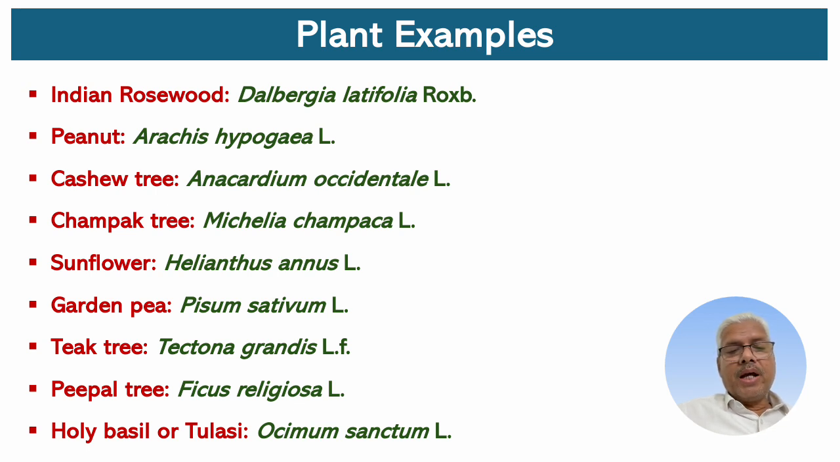Ocimum sanctum L is the scientific name for holy basil, also known as Tulsi in many parts of India. Ocimum is the genus name and it is derived from the Greek word okimon, which was used to refer to various aromatic herbs including basil. Sanctum is the specific epithet. It is a Latin adjective meaning holy or sacred. This epithet reflects the plant's revered status in religious ceremonies and traditional medicine.